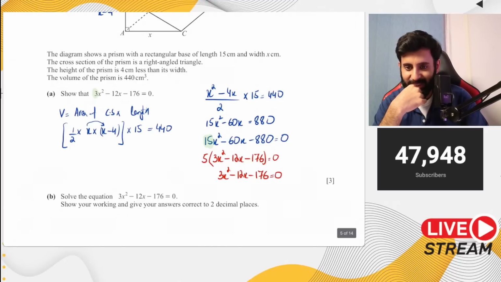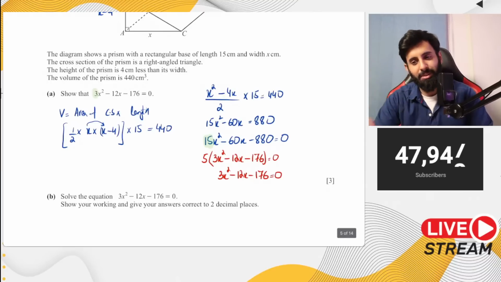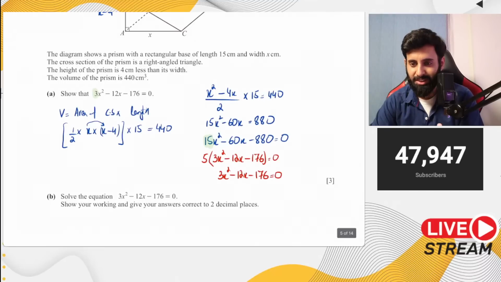Sir, how many marks worth of algebraic word problems comes in P2? Well, if you have a question, you can expect like an 8 to 11 mark question easily.